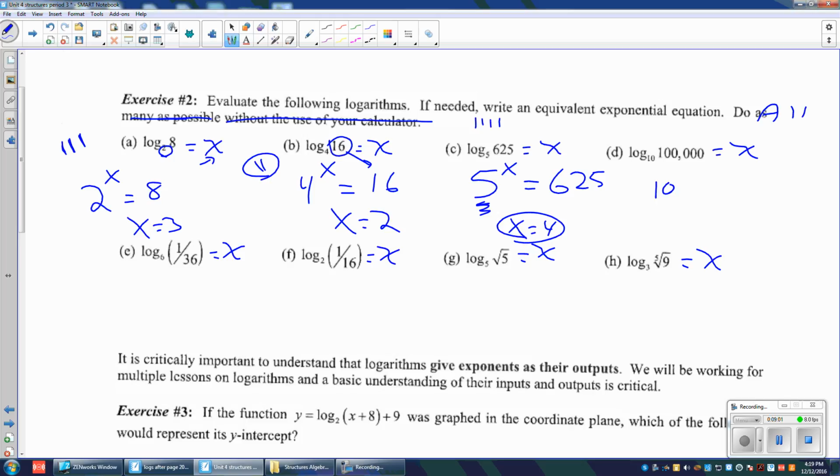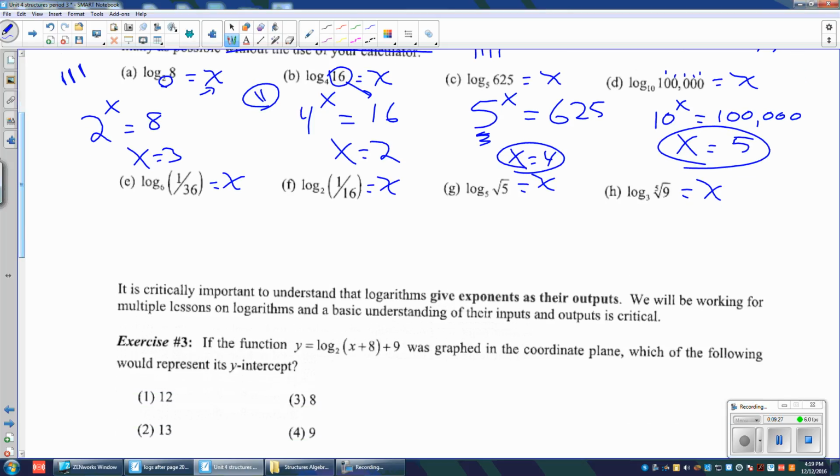Okay, the base is the base. The answer is the exponent. We have 1, 2, 3, 4, 5 zeros. So x has to equal 5. 10 times 10 times 10 times 10 times 10 is 100,000.